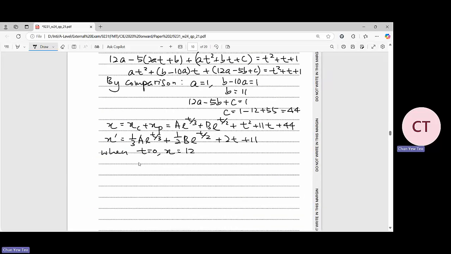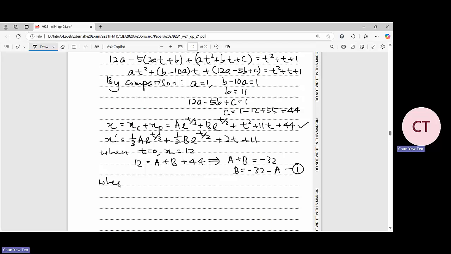So you just need to replace x with 12 here, put 12 inside, then the t becomes 0. You will have a plus b plus 44. So you will get a plus b is equal to negative 32. Okay, I think we need to solve simultaneous equations. We can just make b as negative 32 minus a. I call this one equation 1.